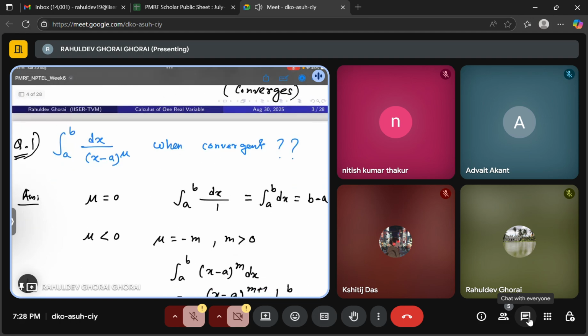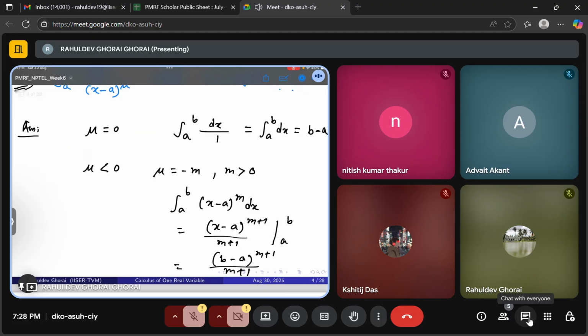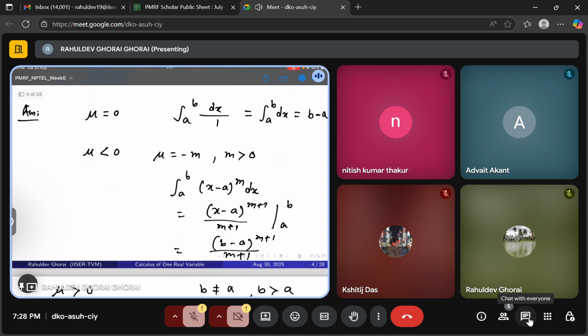See, first let's take mu equal to 0. It's very trivial, it comes to b minus a. So when you have an integration value, then it's convergent. We don't need to worry about that, because this constant function 1 has no problem in a to b, and it's integrable and you have some value. And when mu is less than 0, it's a negative real number, so you can replace it by the negative of a positive number, mu equal to minus m, where m is greater than 0. Then you can use the same thing, and you will see it will not have any problem, and you can evaluate the integral.